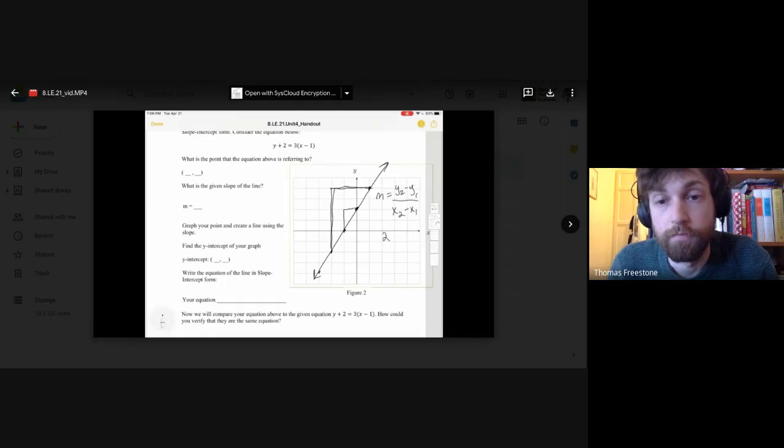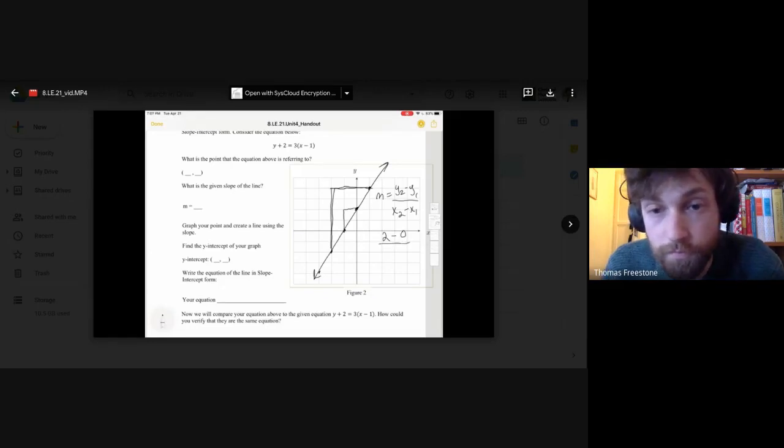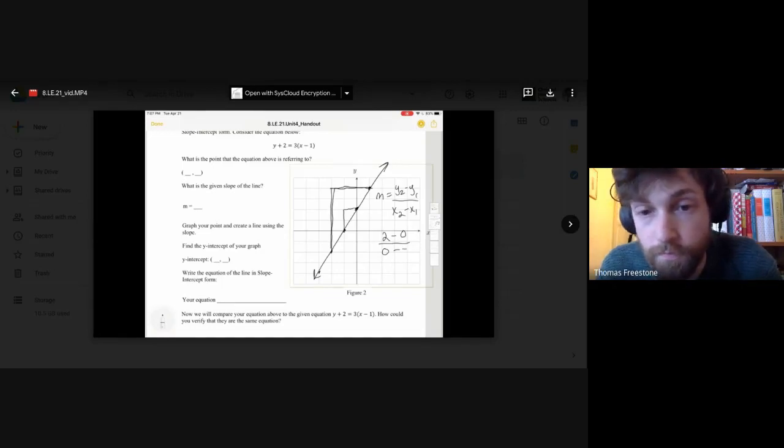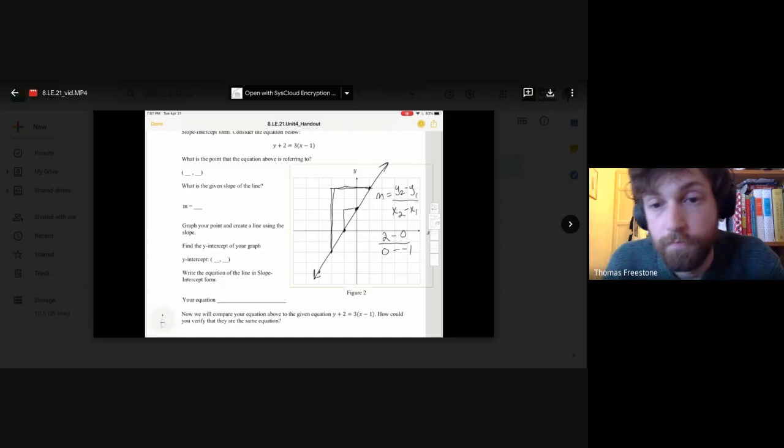The first point, the y value was 0. So I'm going to take 2 minus 0 and divide that by the rightmost x point, which was 0, subtract that from the leftmost x point, which was negative 1. And sometimes you get these double negatives, and just remember that when you have a double negative, it becomes a plus 1. So this is going to be 2 over 1, which reduces down to 2.